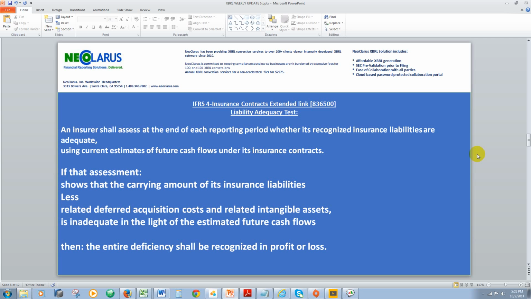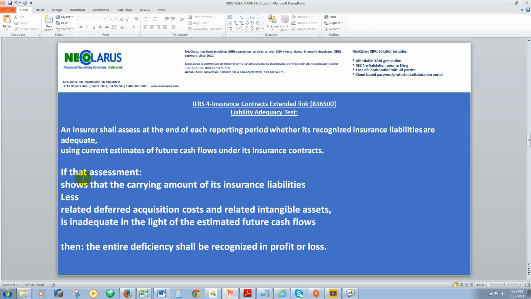Now we are looking at a very important concept, which is the liability adequacy test, which needs to be performed by the insurer at the end of each reporting period to find out whether its recognized insurance liabilities are adequate or not, and it has to perform such a test with the help of current estimates of future cash flows under its insurance contracts.